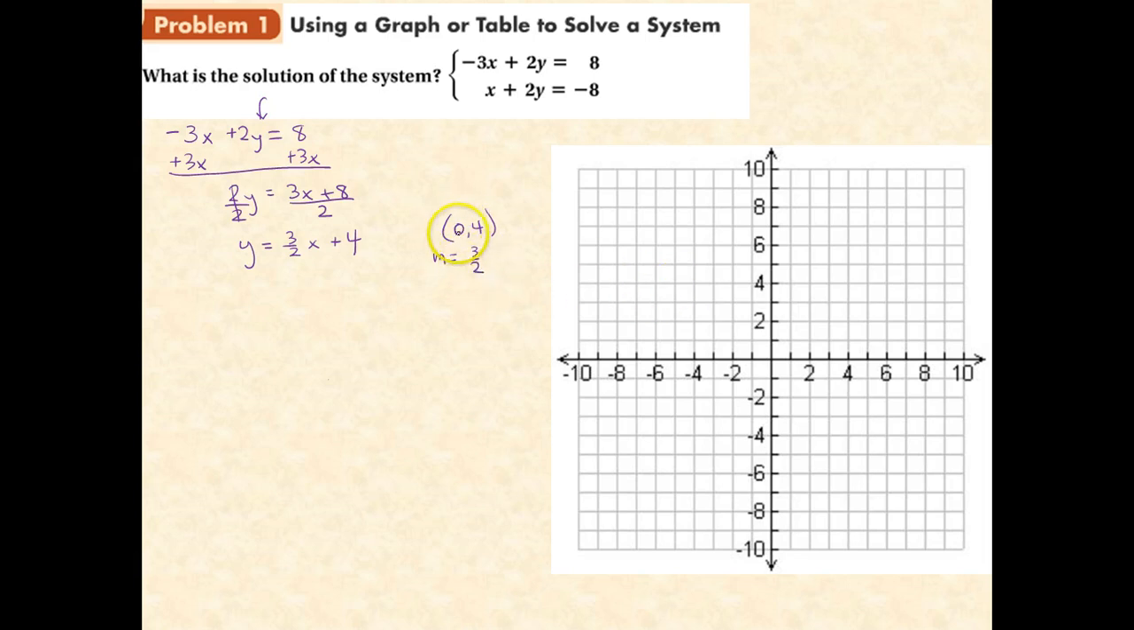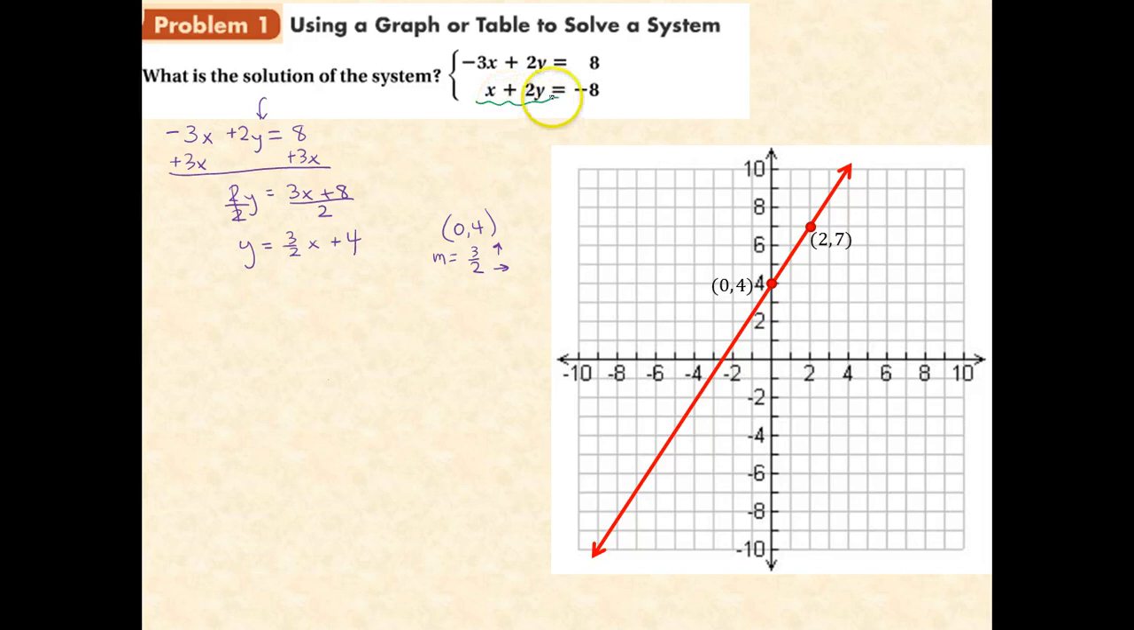So I start at my y-intercept. On the y-axis, go up 4 units and draw a dot. And then my slope is 3 over 2. That's rise over run. So I'm going to go up 3 and to the right 2. So from here, up 1, 2, 3, to the right 2. And we're at the point 2, 7. And then I draw a line through those two points.